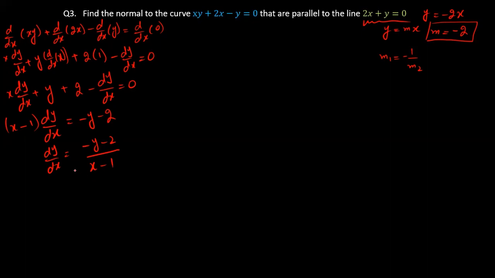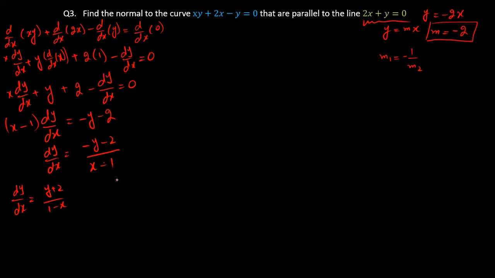So this is dy by dx. If we take minus as a common factor from these two terms, we can rewrite it as dy by dx is equal to y plus 2 over 1 minus x. So now this is the equation for the slope of the tangent to this curve.